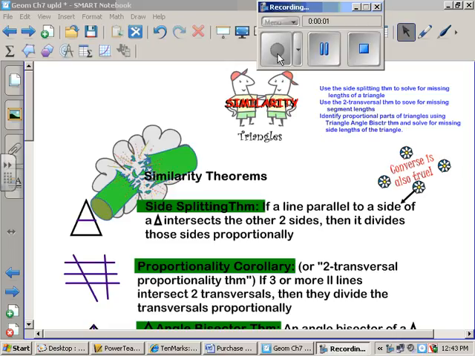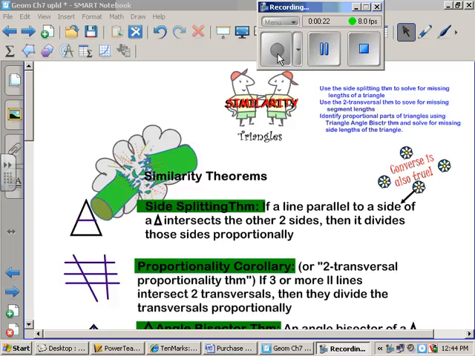What we're going to do today is talk about these three theorems: the side-splitting theorem, the two-transversal proportionality theorem, and the triangle angle bisector theorem. And we're going to use those theorems to find missing lengths of sides and segments, okay?